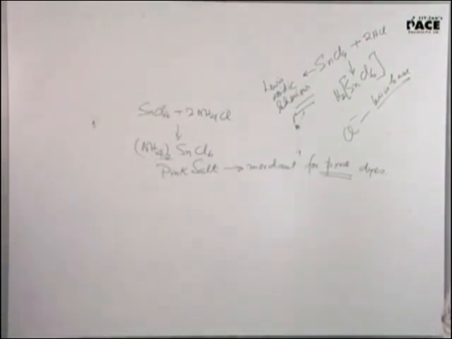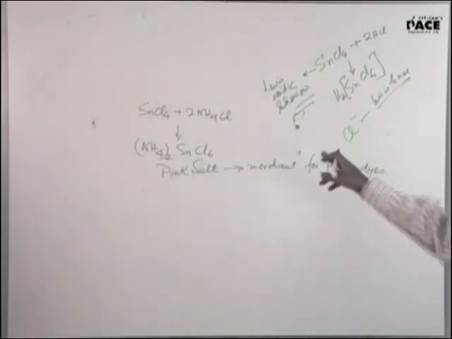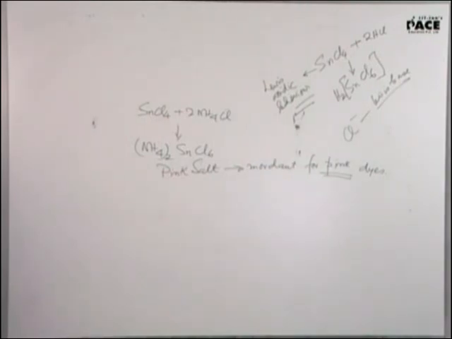Stannic chloride, when I react with 2 moles of ammonium chloride, I get (NH4)2SnCl6, which is known as pink salt. This is used as a mordant for pink dyes. So for pink dyes, the calico printing requires pink salt as a mordant.